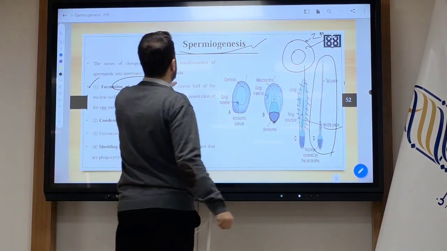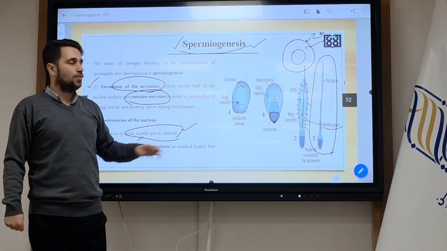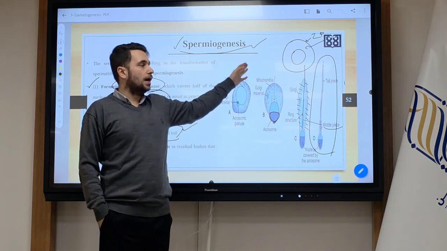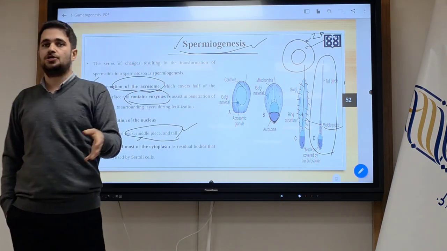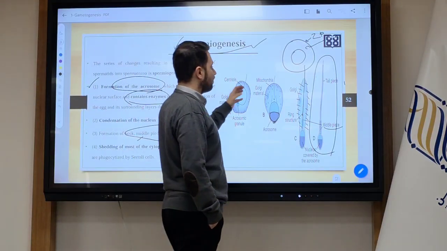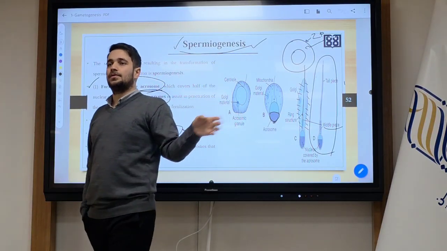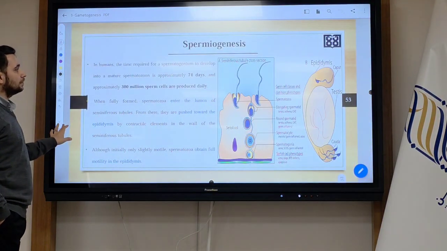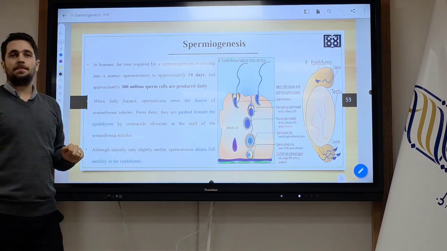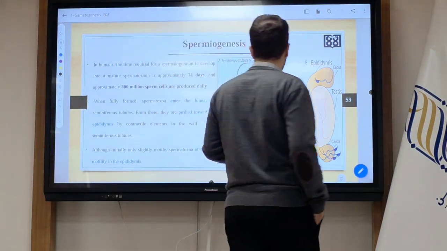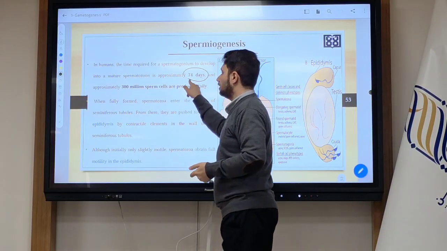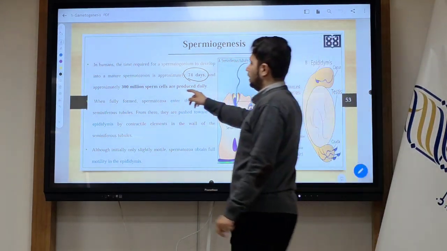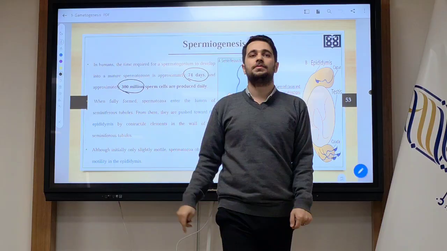But in the male, we have this spermiogenesis process, which includes formation of the acrosome, condensation of the nucleus, and making the middle piece and the tail for making energy and also for swimming and movement. And after that, this cytoplasm needs to be removed, and then we have the ready spermatid. This process of making the sperm takes 74 days. And each day, 300 million sperm are made.